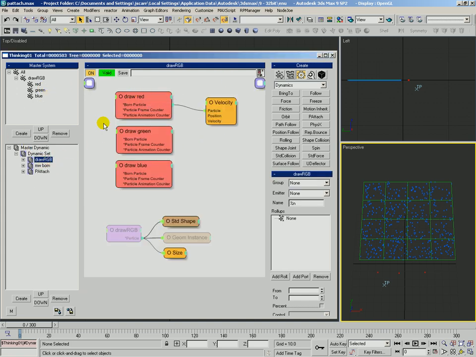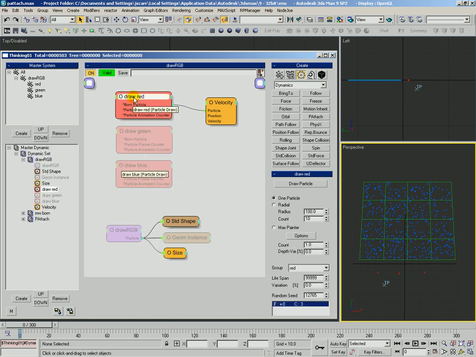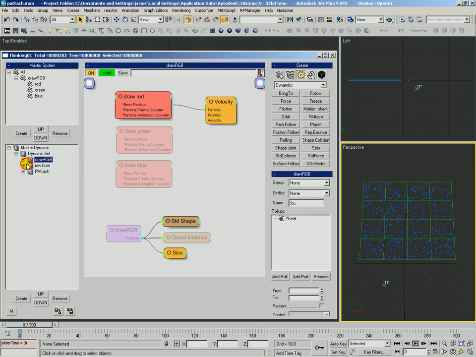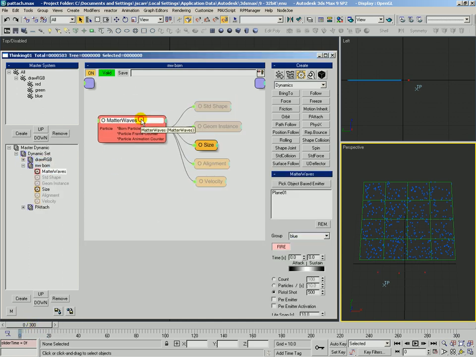We've got this draw RGB rule out here. We're not using the green or the blue right now. What we've got is a draw red, where these three red particles are created. They are being given a velocity at birth, so they're going to kind of move up this way. And in the next rule, we've got a matter waves born, which is giving birth to all these blue particles on this plane object out here. I'm going to go ahead and hide that plane for now.